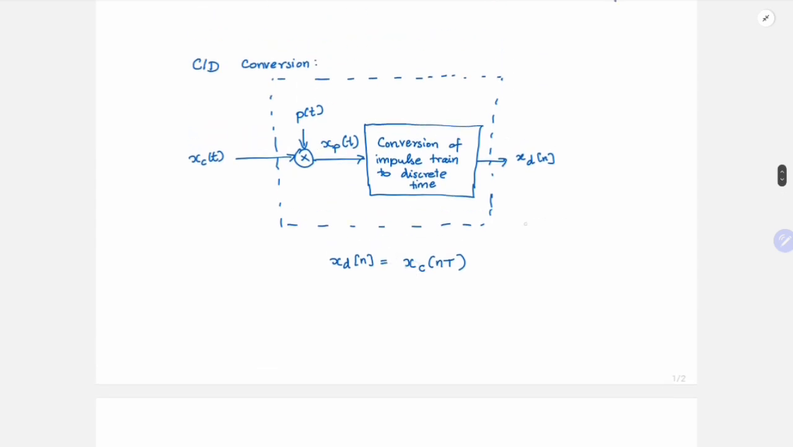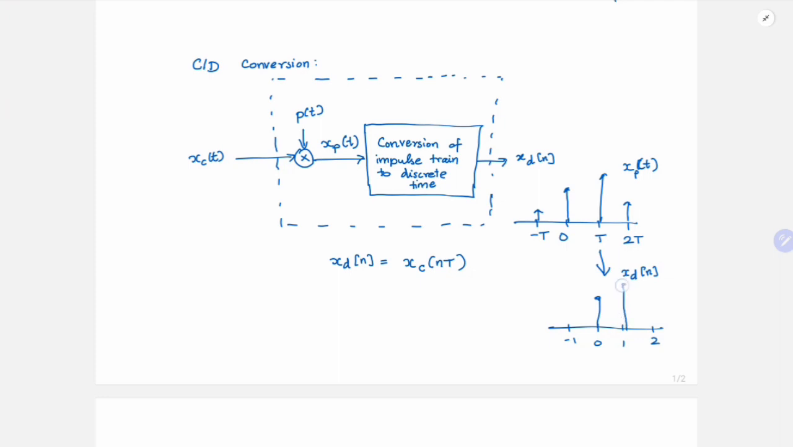When I say mapping, it is nothing but if you have xp of t like this, with impulses at 0, T, 2T and so on. So this is xp of t. So I map this to xd of n. So here I'll have 0, 1, 2 and so on. So whatever is the value at 0 and the integer multiples of T, I map it to the integers itself.